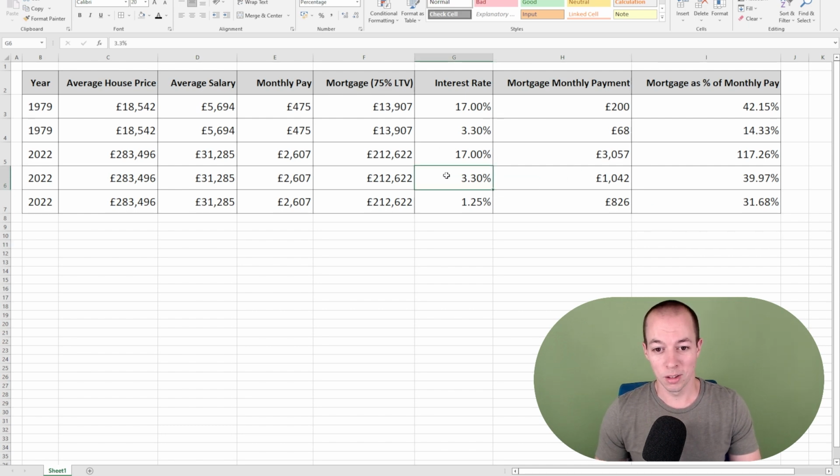You could argue that things are almost as bad now as they were when rates hit 17%, based on the fact house prices have gone up so much, and as a percentage of your monthly pay, you're using almost the same amount to pay your mortgage.